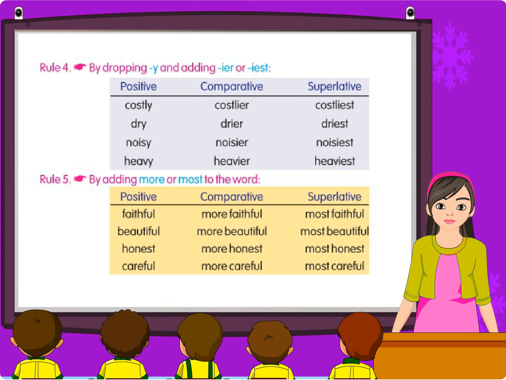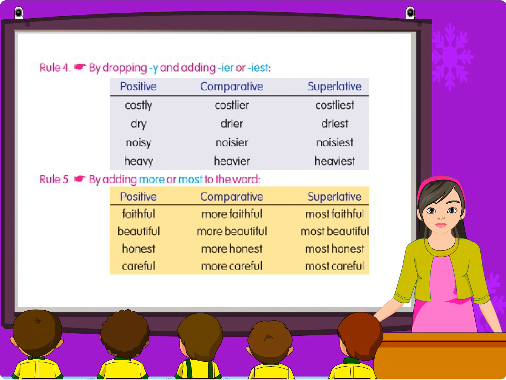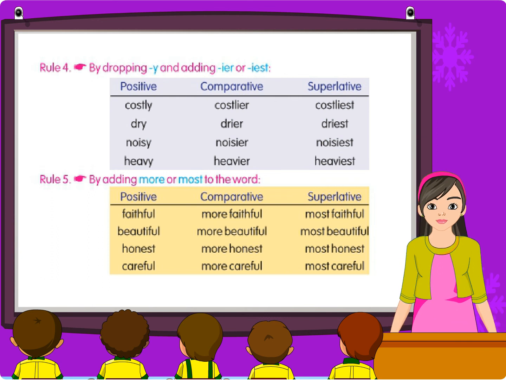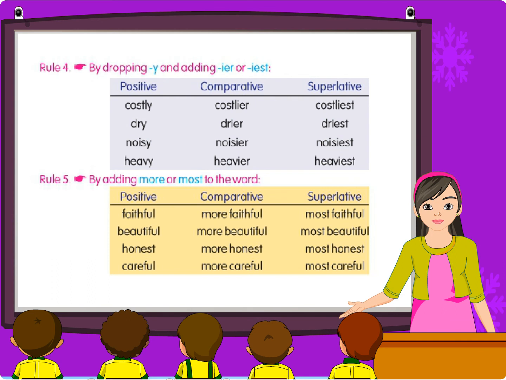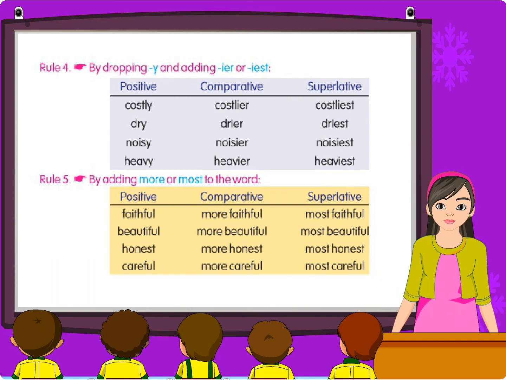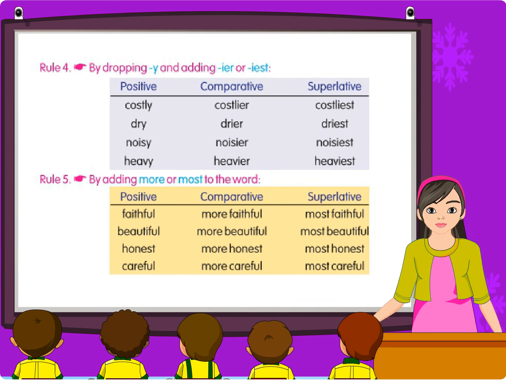Rule 4. By dropping y and adding ier or iest. Positive, comparative, superlative. Costly, costlier, costliest. Dry, drier, driest. Noisy, noisier, noisiest. Heavy, heavier, heaviest.